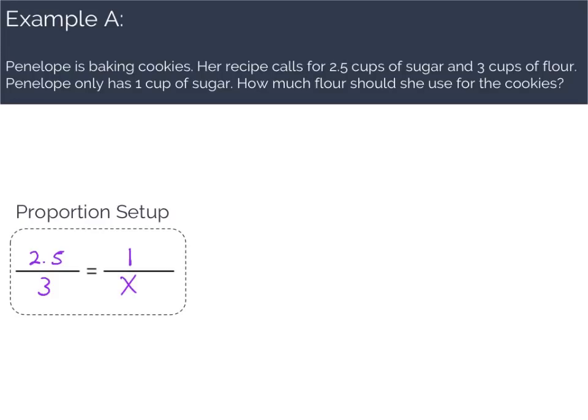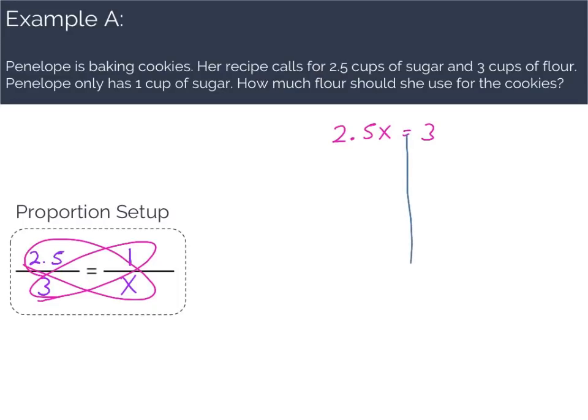Now that I've set up my proportion, I'm going to cross multiply. So I'm going to have 3 times 1 and 2.5 times X. 2.5 times X is going to give me 2.5X, and 1 times 3 is going to give me 3. Now I've got a one-step equation, and I know how to solve one-step equations. So I'm going to draw my wall down for my equal sign. I need to do the inverse operation of multiplication, which is division. So I'm going to divide both sides by 2.5. So 3 divided by 2.5.